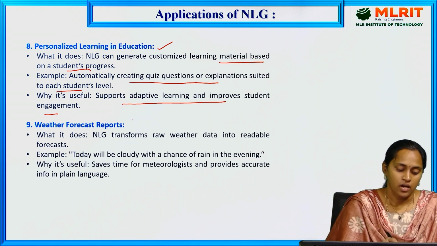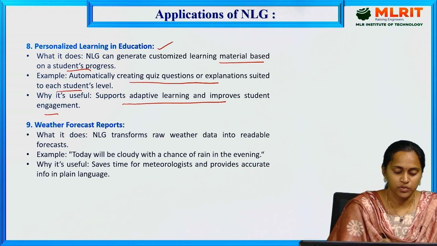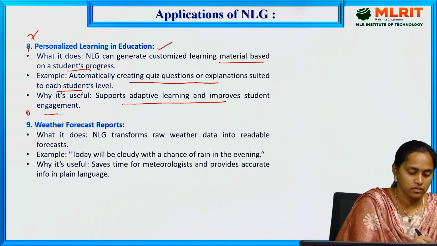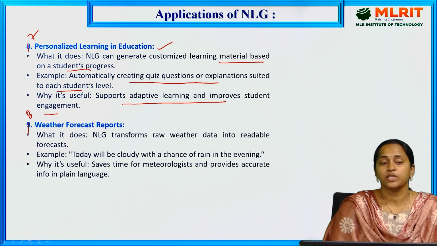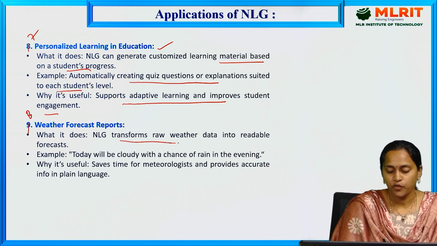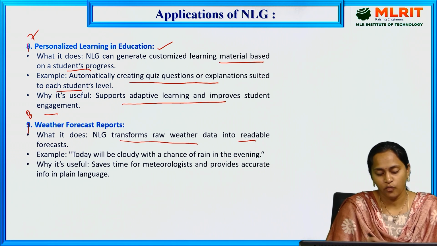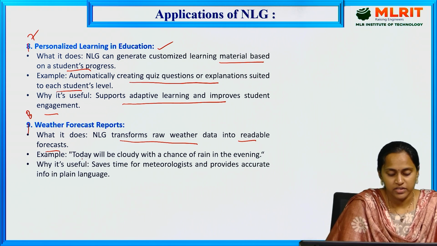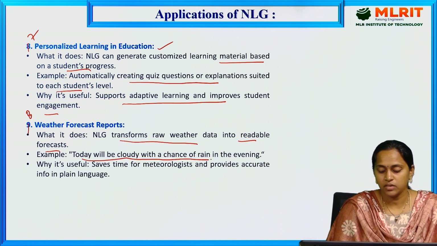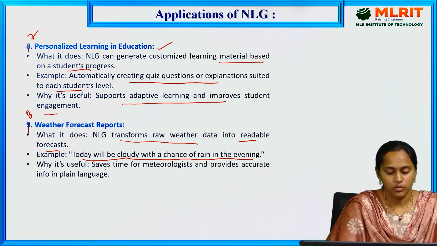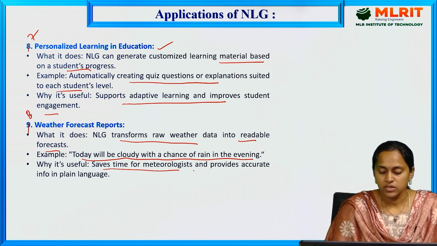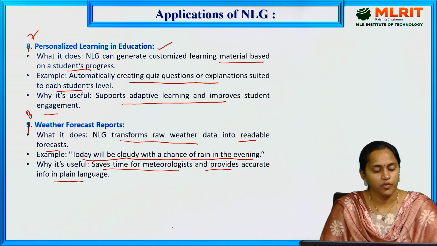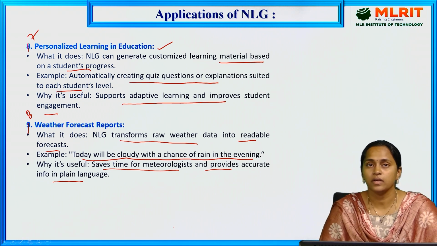Coming to the next one, weather forecast reports. NLG transforms raw weather data into readable forecasts. So the weather report says how the weather is today. For example, today will be cloudy, with a chance of rain in the evening. It saves time for meteorologists and provides accurate information in plain language, right? It provides information to humans in plain language.